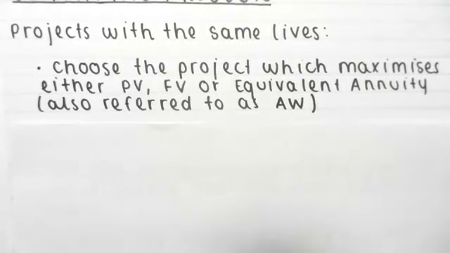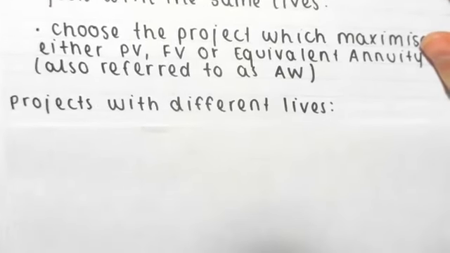But a problem occurs when you've got projects with different lives. You can't simply calculate the present worth, because the first project will only be for 10 years and the second project will be for 20 years. So it's not a fair comparison. They have to be the same lifespans for present worth or future worth.